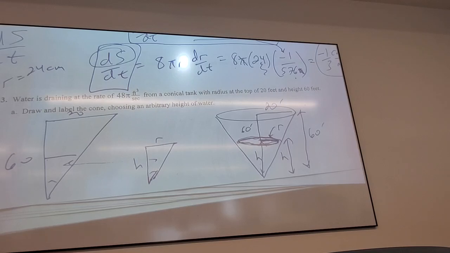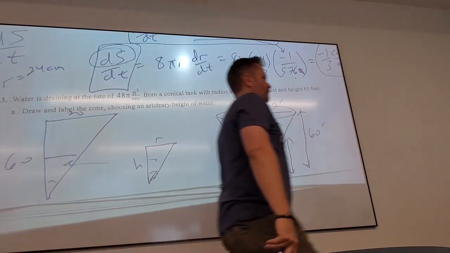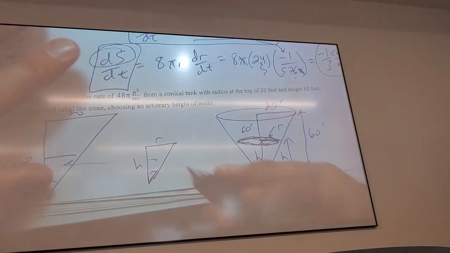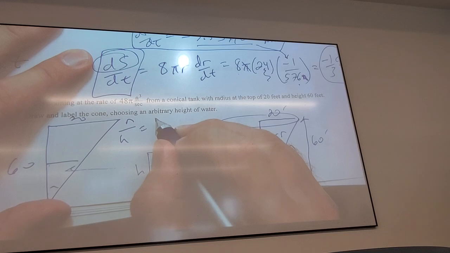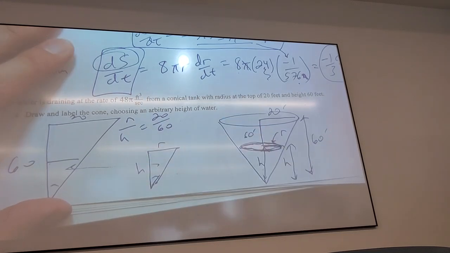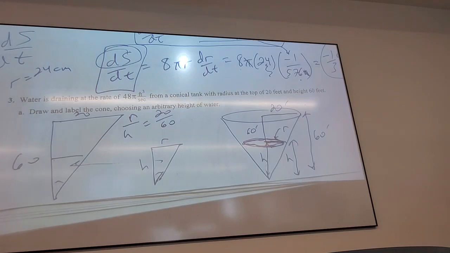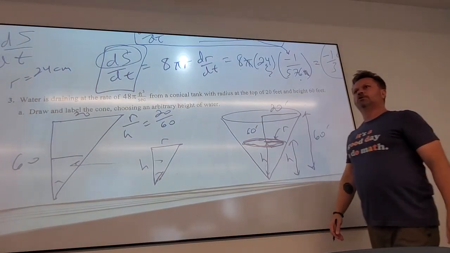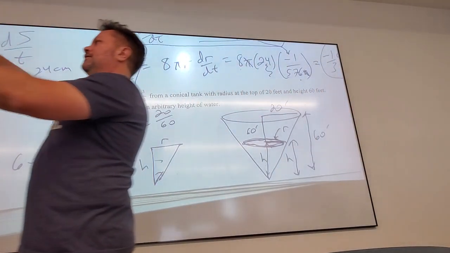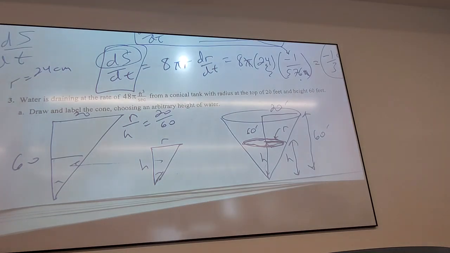You can set up any kind of proportion. The one I normally like to do is little side to little side equals big side to big side. You could do little r to little h equals big R to big H. Whatever proportion you set up will be equivalent to any other correct proportion you set up. You could do r to 20 is h to 60. That's equivalent to what I just did.